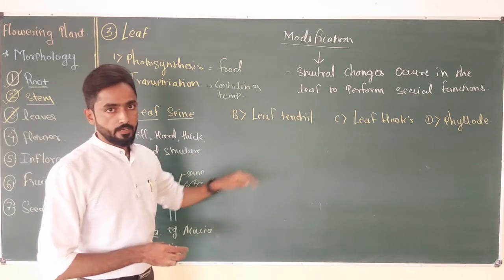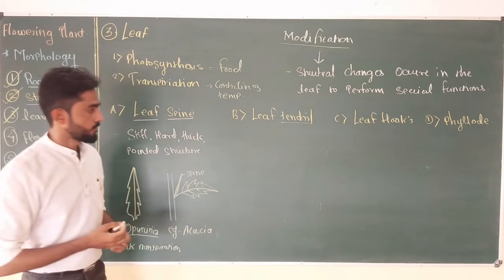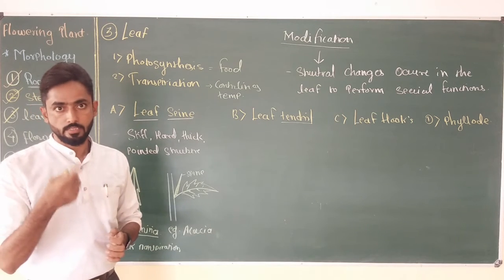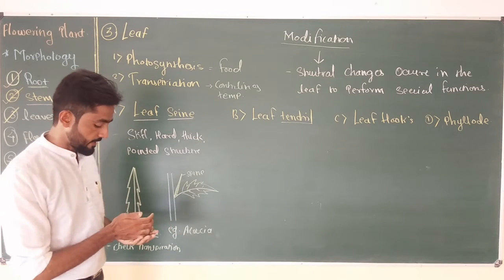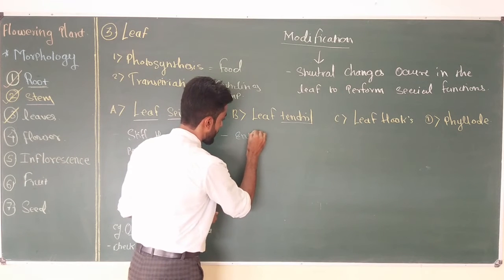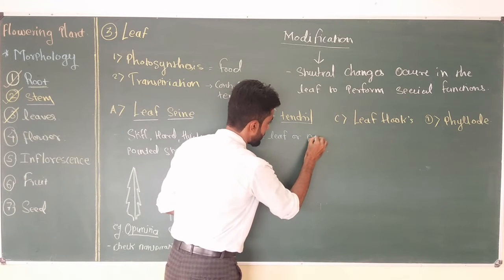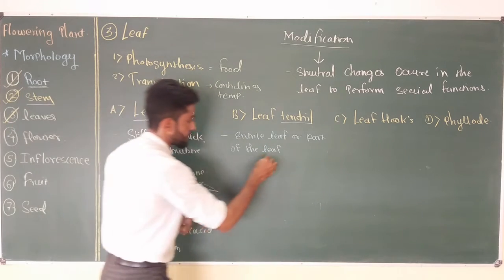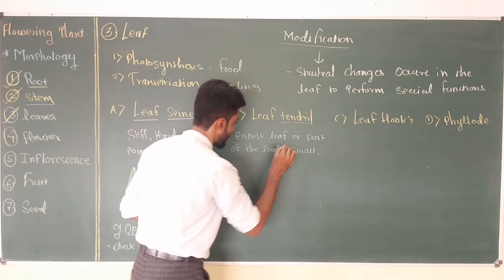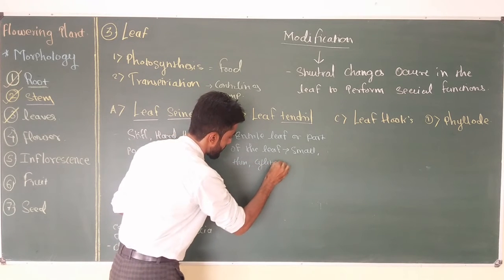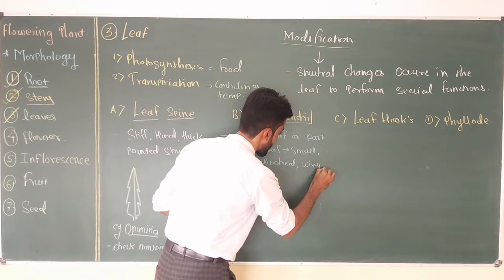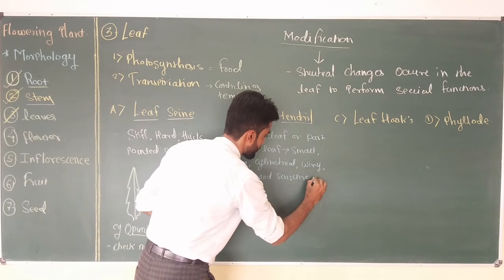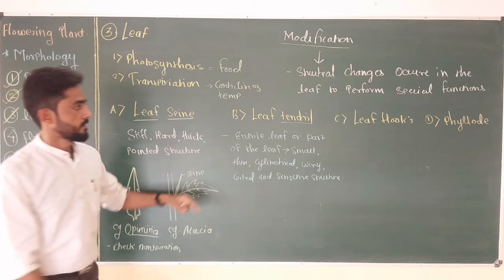Then next is leaf tendril. In our last videos, we have seen the different modifications of the stem, in which we studied the stem tendril. A similar structure is present in the leaf, and it is called a leaf tendril. In this case, sometimes the entire leaf or part of the leaf gets converted into a small, thin, cylindrical, wiry, coiled and sensitive structure, which is called a leaf tendril.